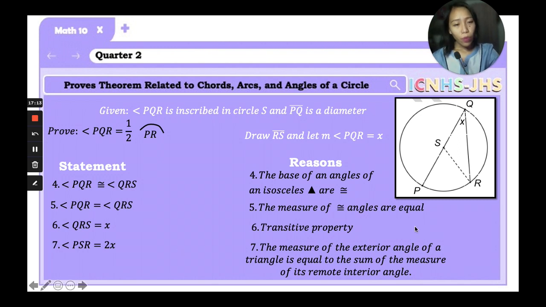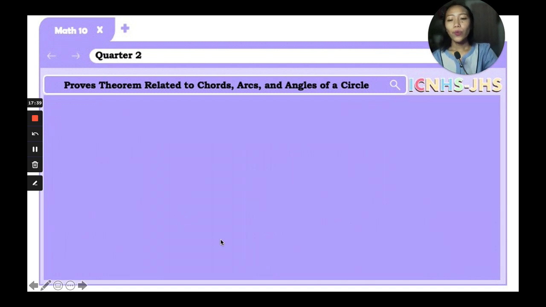So we know that our exterior angle is the PSR, and our remote interior angles are x and another x. So adding these two values of x, so now we have 2x, which is the value of our exterior angle, the PSR. So we can say that our PSR has a measure of 2x.